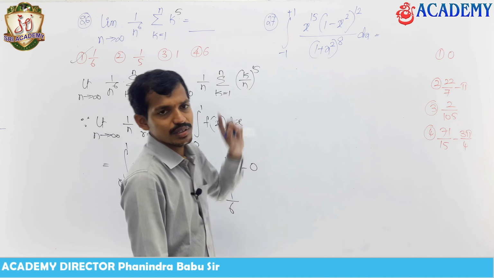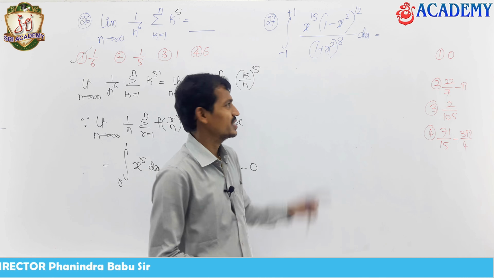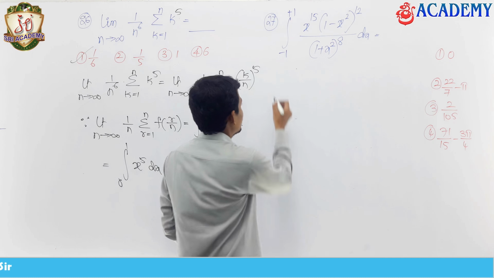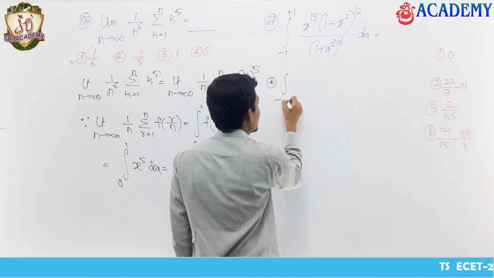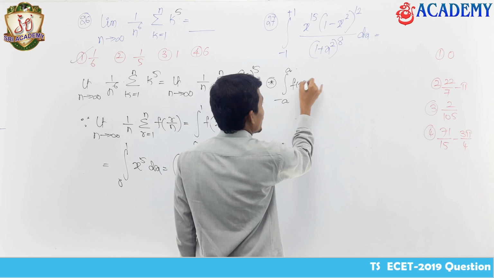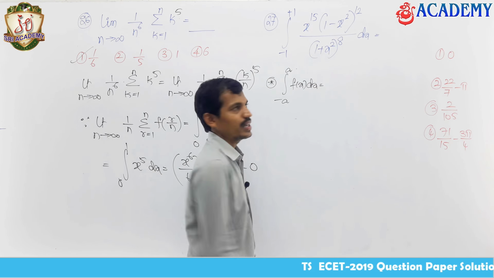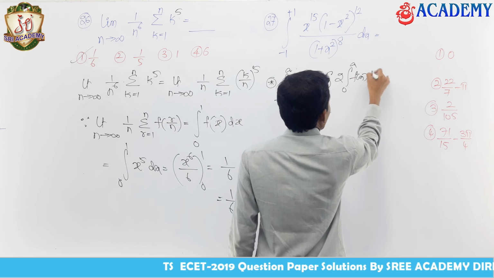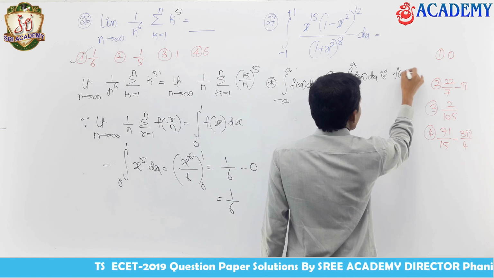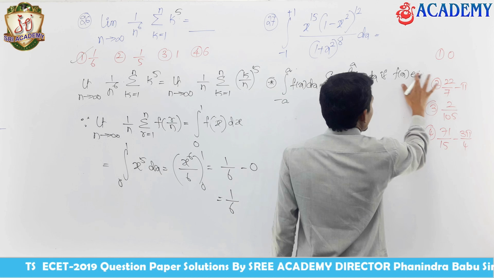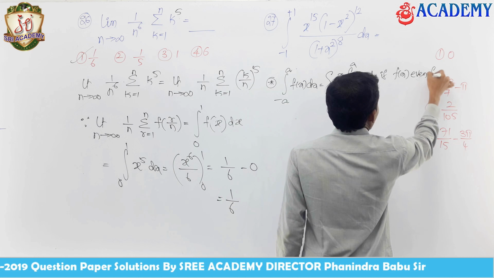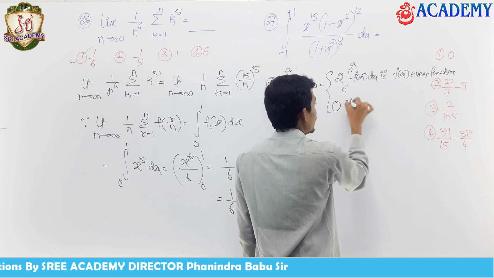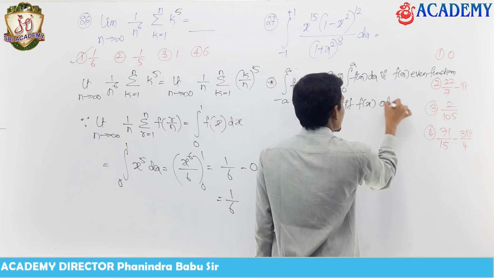It is also very easy. Definite integration problems are very easy. That is integral minus 1 to plus 1. Always we have one property: integral minus a to a f of x dx. The answer is going to be 2 times integral 0 to a f of x dx when f of x is an even function, and it is 0 if f of x is an odd function.